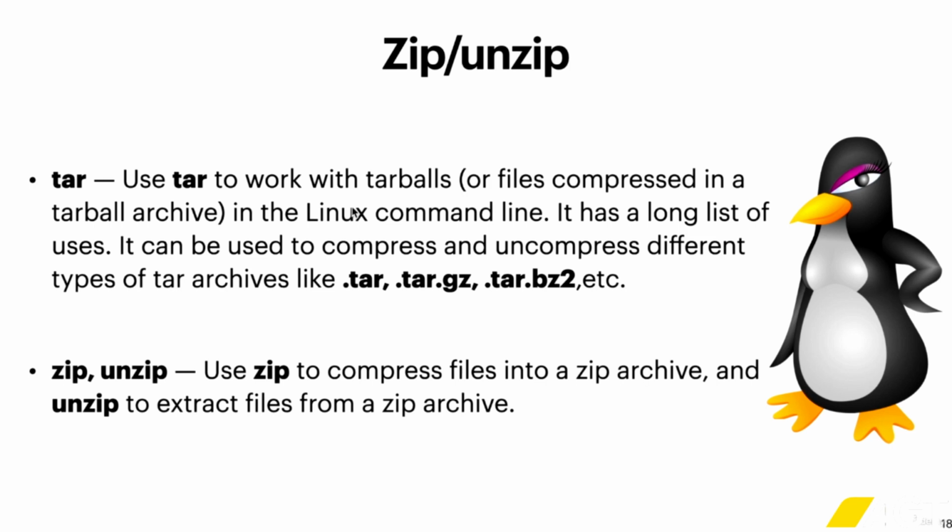Any document which has extensions like .tar, .tar.gz, .tar.bz2, etc. can be uncompressed by using the tar command. Many times when we download certain kinds of software, we need to unzip it. You can use the tar command over there. Next is zip and unzip. If there are zip files, you can unzip them using the unzip command. You can also zip files using the zip command.